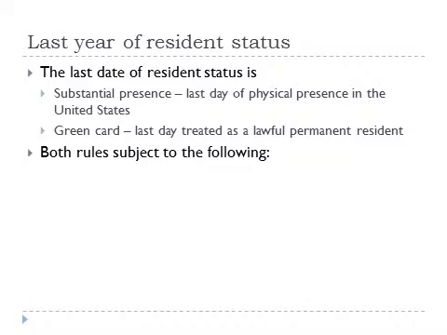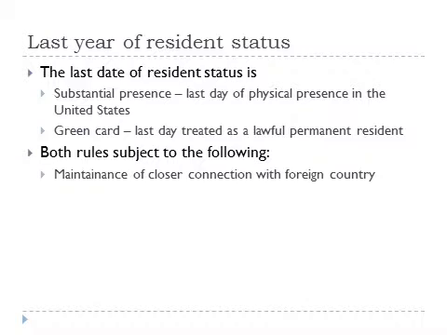Both of the above rules are subject to the following requirements. For the period after which residence is nominally terminated, the person must maintain a closer connection to a foreign country, and the person must not be a resident of the United States at any time during the following calendar year.